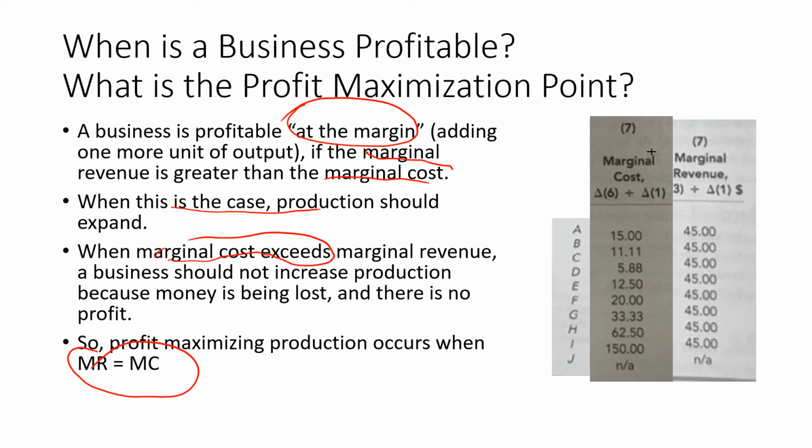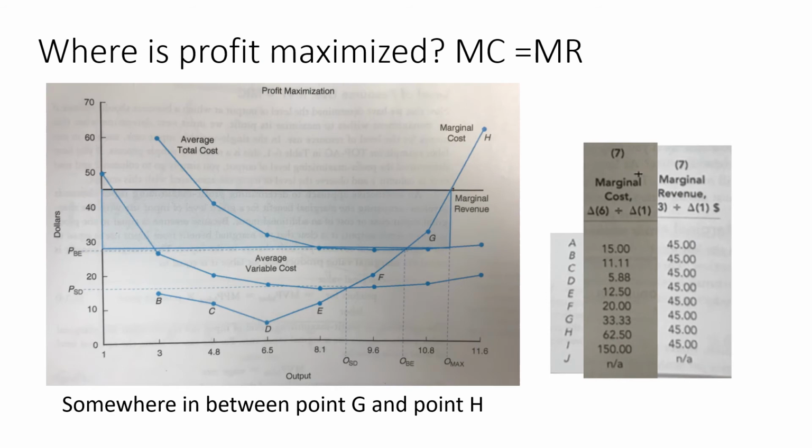So in this case, if we're looking at the marginal cost and revenue numbers over here, the profit maximizing point is going to be where marginal revenue equals marginal cost, which is going to be somewhere between point G and H. We'd have to graph this to figure out exactly where that would be, because we see 33 goes to 62 and we're looking for 45 to match 45 in there.